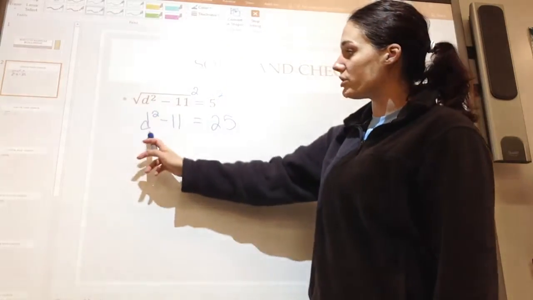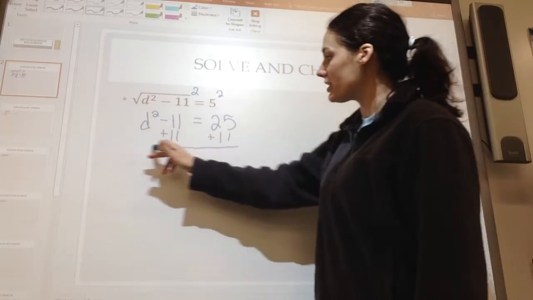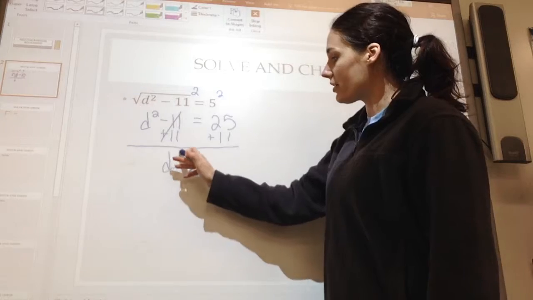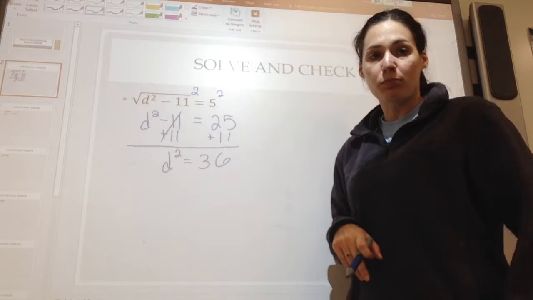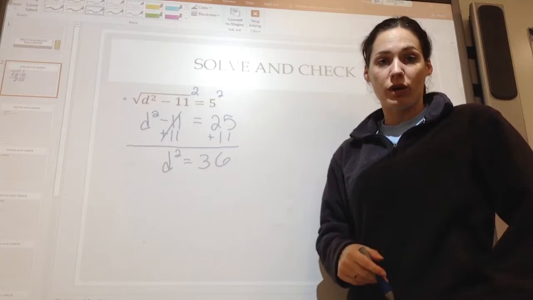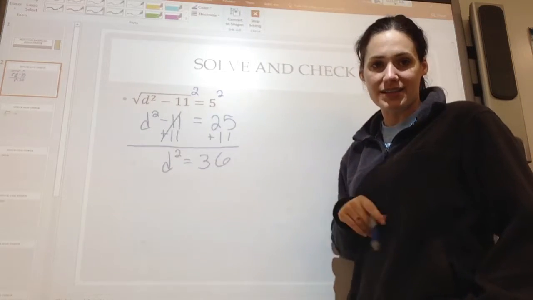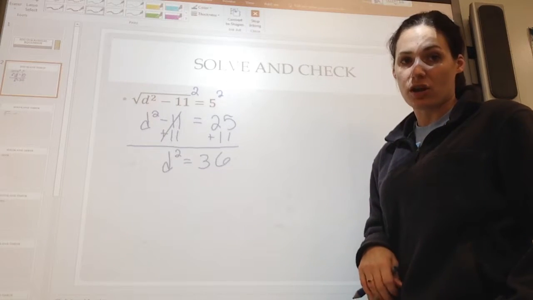We need to solve for d, which means we've got to get rid of the 11, so we'll add 11 to both sides, and that's gone. So d squared equals 36. Now, yesterday and the day before, when we were solving, we would just get d equals 36, not d squared. So now you've got to go back to what you remember about quadratics and solving those.